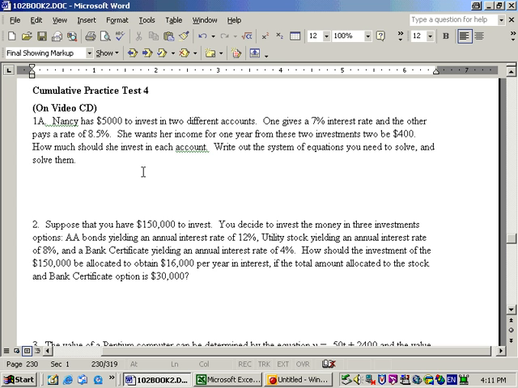Well, we don't know how much is in the 7% account. We don't know how much she should invest in the 8.5% account, but we do know that the total is $5,000 that she puts in these two accounts. So we call X the amount that she puts in this account and Y the amount she puts in this account. So X plus Y equals 5,000. And the other equation is based on the interest. So 0.07X plus 0.085Y equals $400. And that's a linear system of equations.